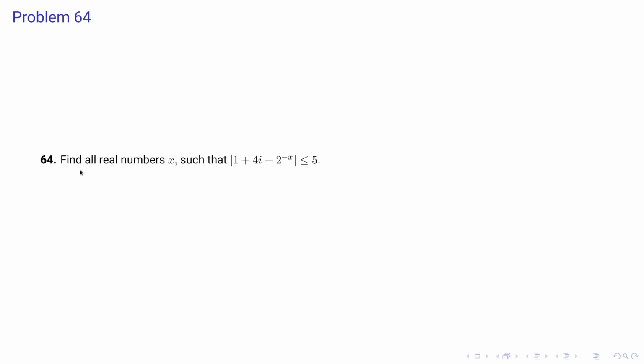Problem 64 says that find all the real numbers x such that |1 + 4i − 2^(−x)| ≤ 5. Now if you observe this carefully, then you will find that 1 − 2^(−x) should be less than 3. Because if it becomes more than 3, then mod of 3 + 4i will be more than 5. So the limiting value of 1 − 2^(−x) is 3. That means −2^(−x) is equal to 4. That means x is equal to −2.